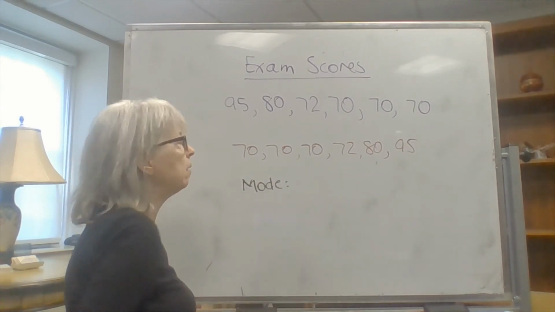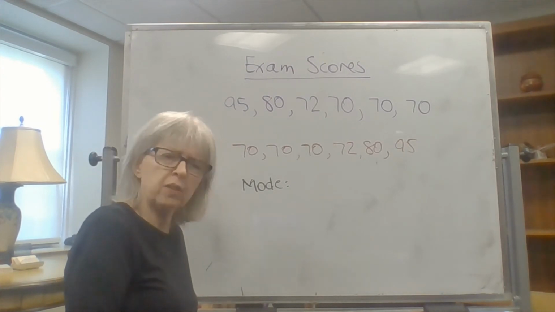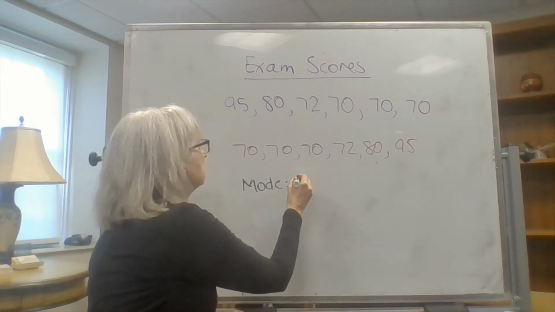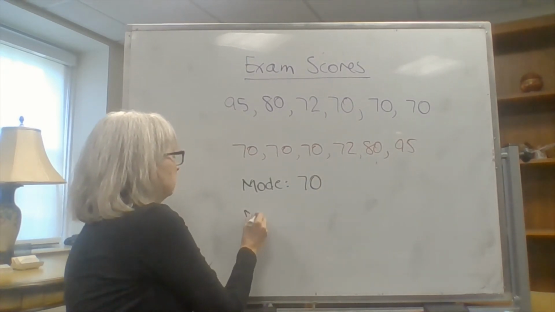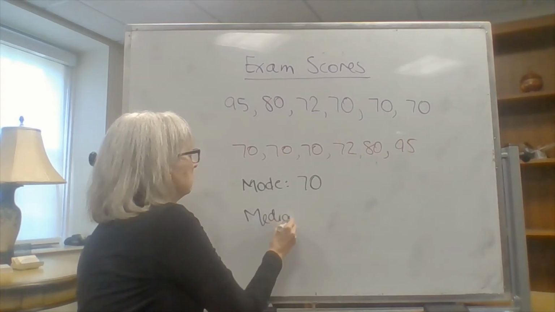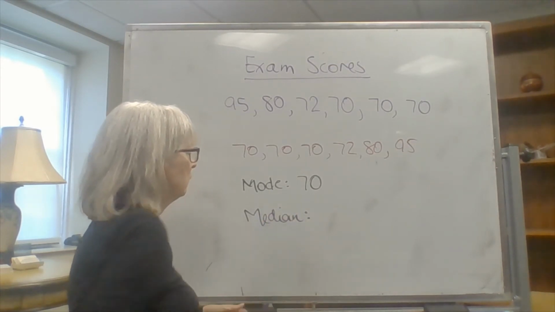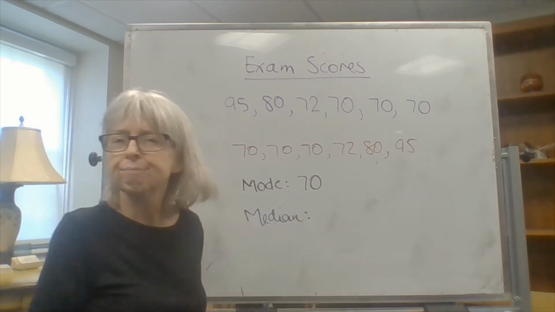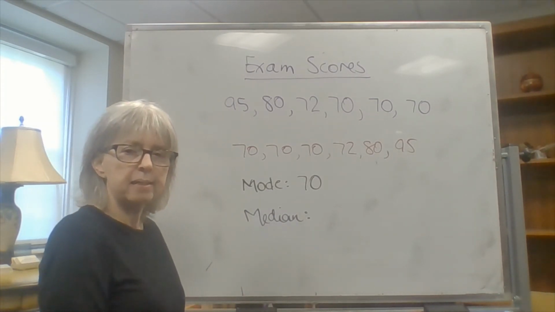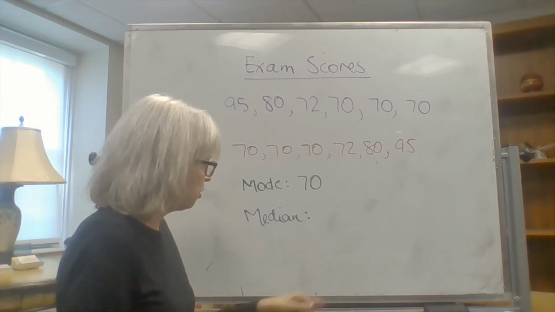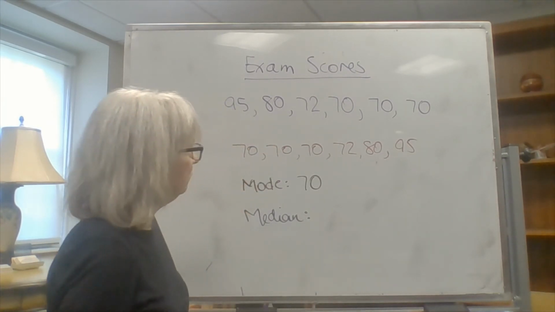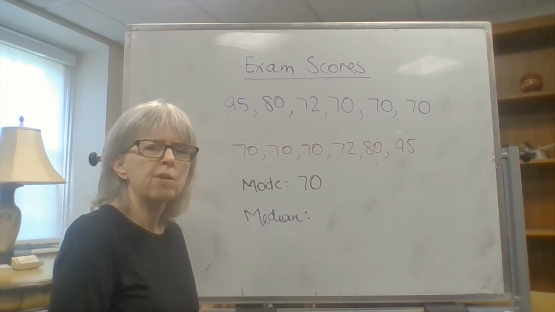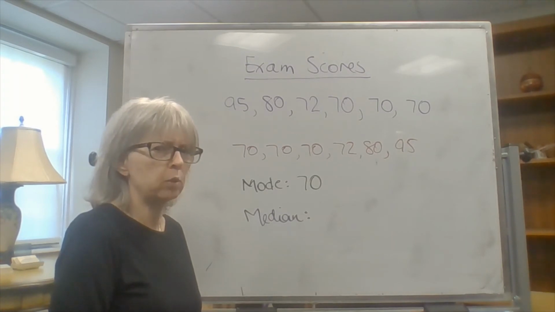Mode is the number, if there is one, that appears more often than all the others. Well, it's 70. Median. Oh no! Median. This isn't as straightforward as the last example. Oh dear, whatever shall I do? Well, there are 6 numbers this time. There are 6 exams. Little n equals 6.